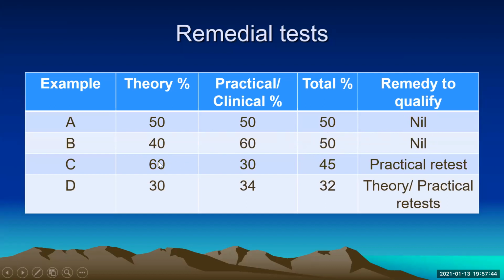But let's see example C. Here a student is getting 60% in theory but 30% in practical. So overall his percentage is again 45. It needs to be 50 and this needs to be 40 to make him eligible. But here only a practical retest will be required because he is already eligible in theory. Similarly, in example D, he is not eligible as per the total score also; this should be 50 and these individually should be 40. So for this student, theory as well as a practical retest is required.